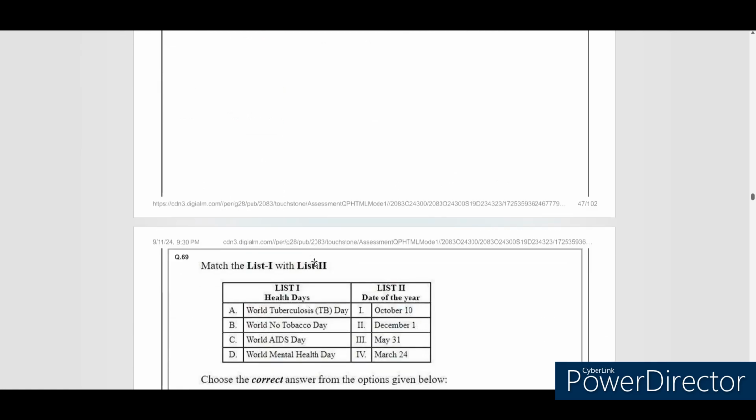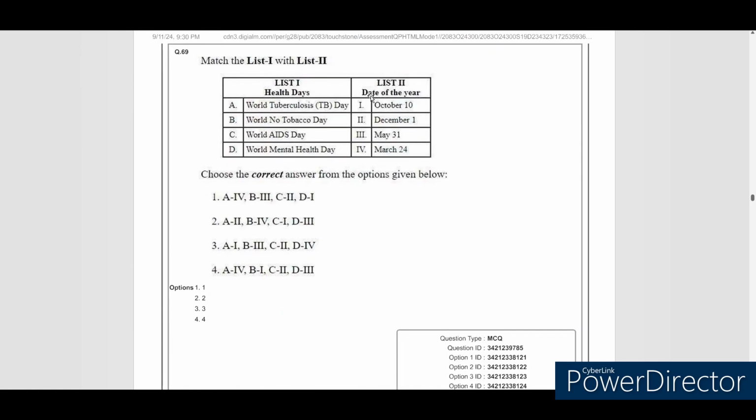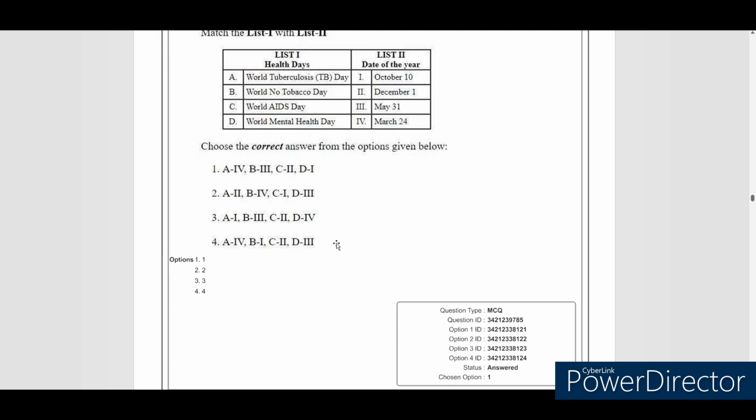Now coming to question number 69, this is a very static question. If you know the dates, you can answer this. So okay, I will skip this for the time being.